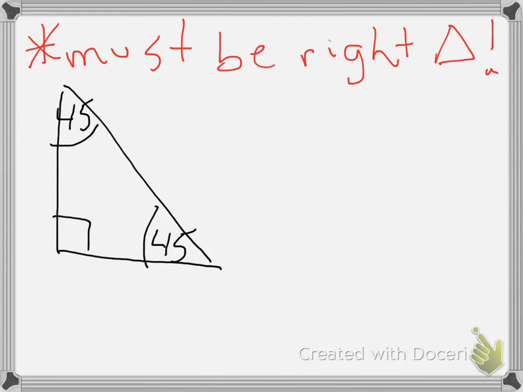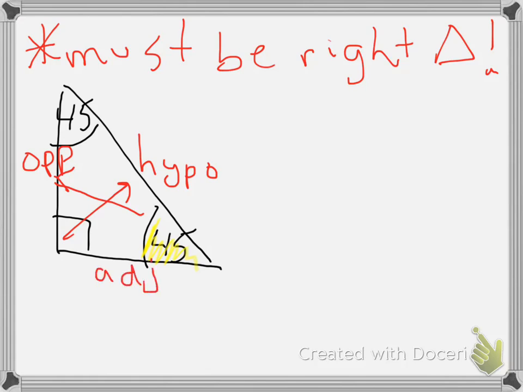I'm going to pick this one right here. You could have easily picked the other one, but I'm going to pick that one. Across from it, remember, we're going to get the opposite side and the hypotenuse. Opposite of this angle is right there. There's the opposite. Opposite the 90 degrees is always the hypotenuse. And then that leaves this one to be adjacent.